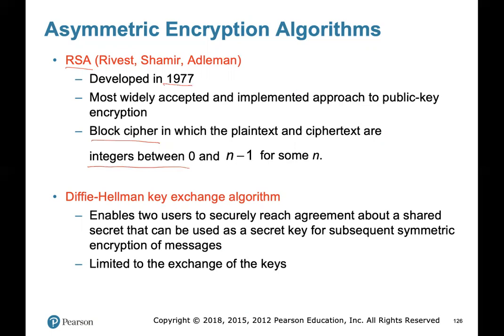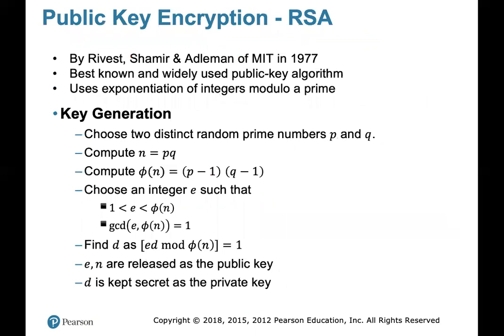The second asymmetric encryption we will be talking about is called Diffie-Hellman, which was proposed by two researchers, Diffie and Hellman. We'll see that this one is specifically designed for key exchange, so it is a very good option for exchanging keys between 2 parties. Okay, let's focus on RSA.